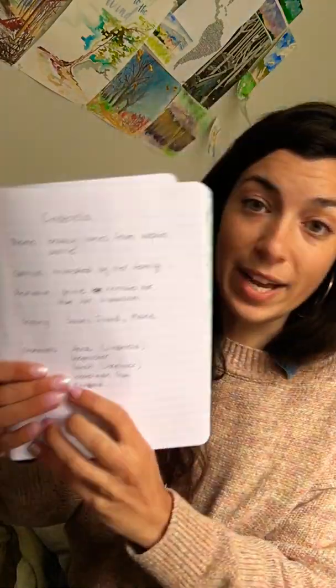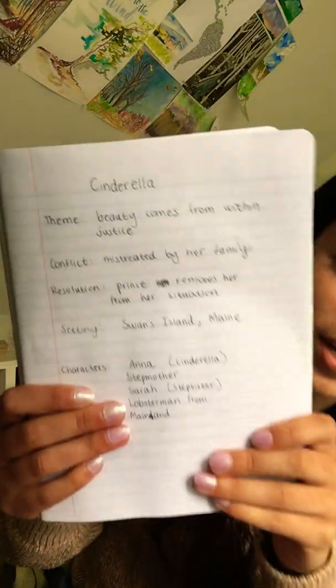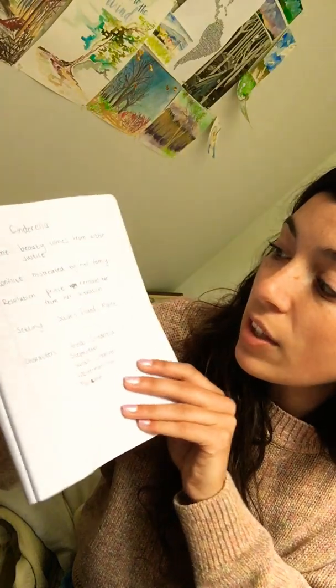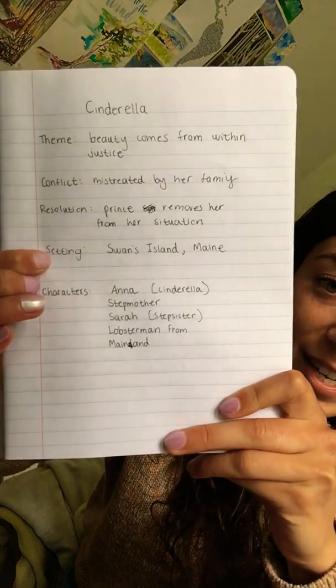Now, today, you are going to be working on writing your story, your fairy tale adapted. And so I'm just going to show you what I've done so far of my fairy tale that I'm adapting. Remember, yesterday, I started to work on Cinderella. I wrote what the theme is, the conflict, resolution. I landed on my setting is going to be Swans Island, Maine, which is the island that I'm actually from, because I'm familiar with it.